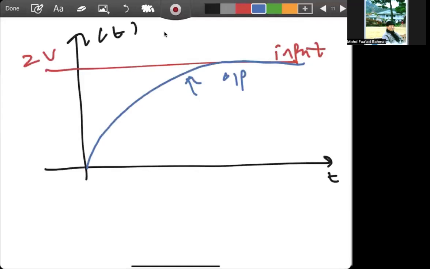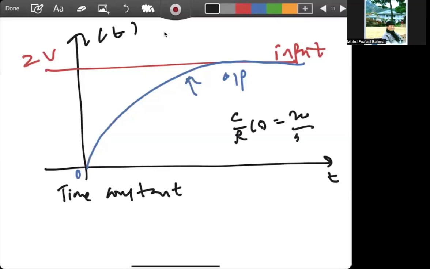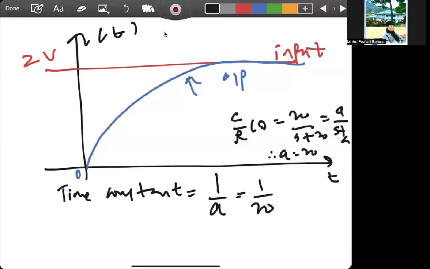Good. So from here we can calculate the time constant. You can do it like this: the denominator is s plus a, where a is equal to 20. So the time constant is 1 over a, 1 over 20, which is 0.05 seconds.